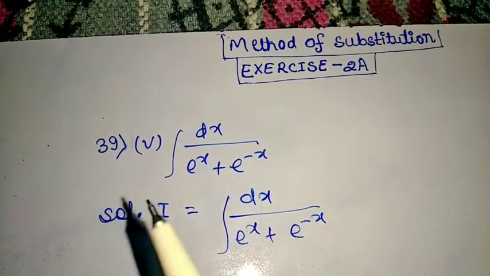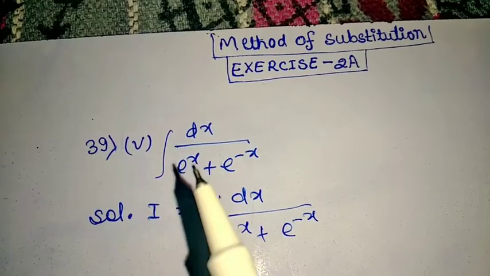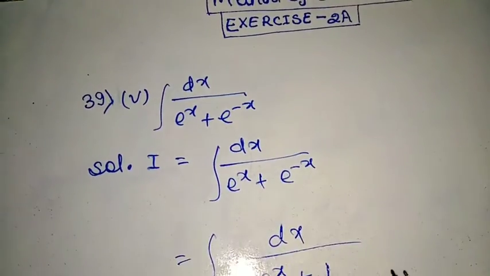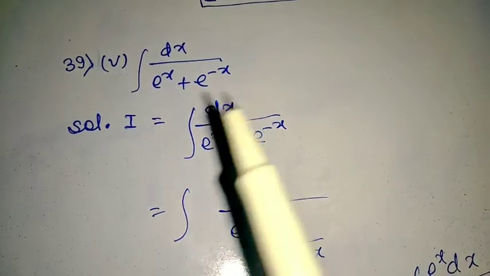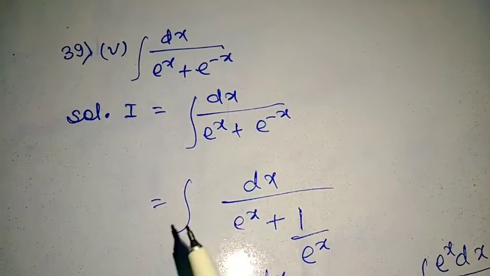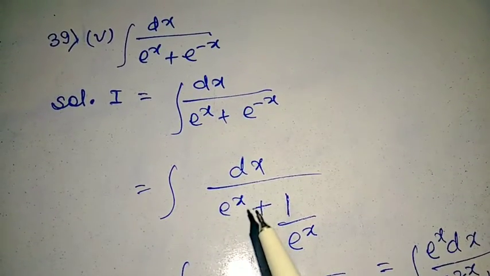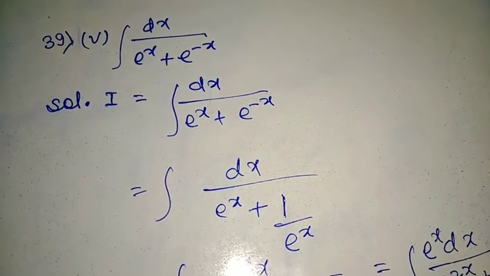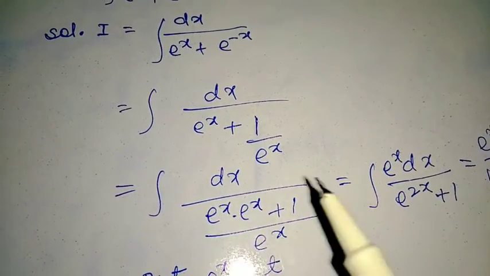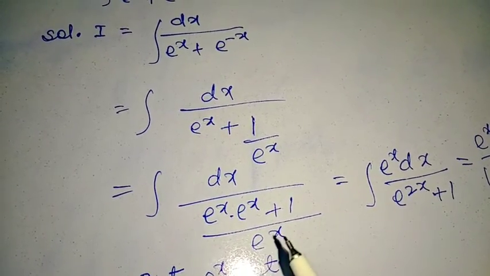Now the last question of question number 39, which is integration of dx upon e to the power x plus e to the power minus x. So for solving this question, we'll simplify this term. So it is integration of dx upon e to the power x plus 1 upon e to the power x. So we can write it as integration of dx upon e to the power x into e to the power x plus 1 upon e to the power x.